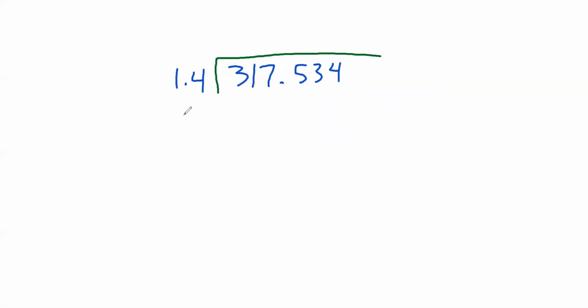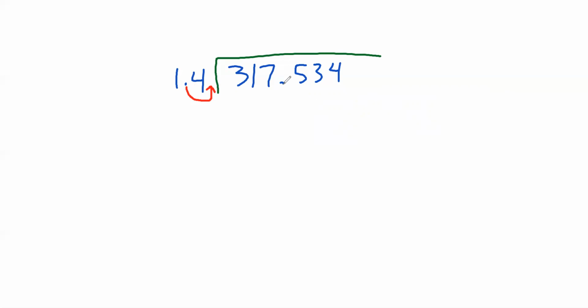The first thing you're going to do, let's see, 1.4. This is the divisor. This is the pivot point, the key to it all. How many places would I have to move the decimal point so that it no longer has a decimal point? Just once. If I move this once, that's going to look an awful lot like 14.